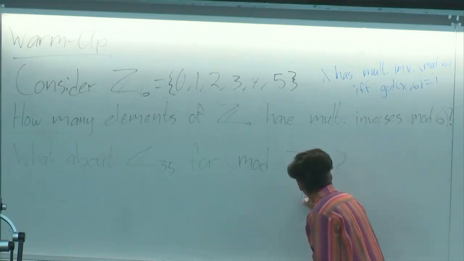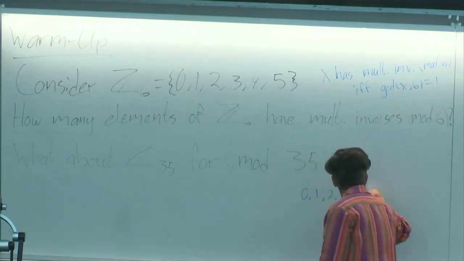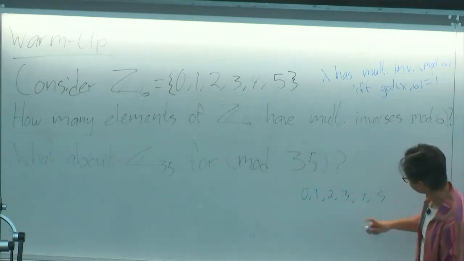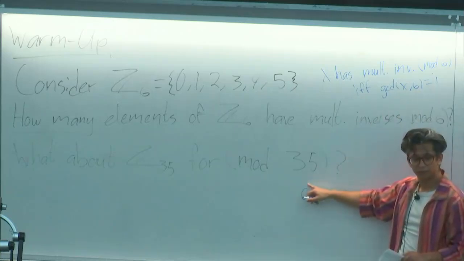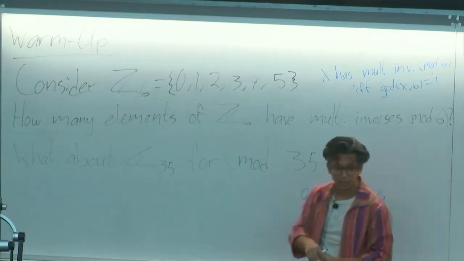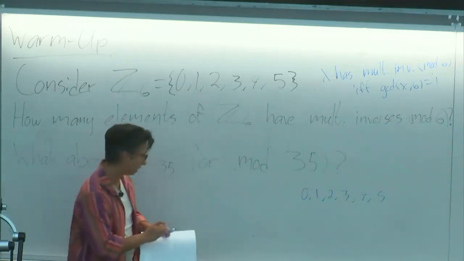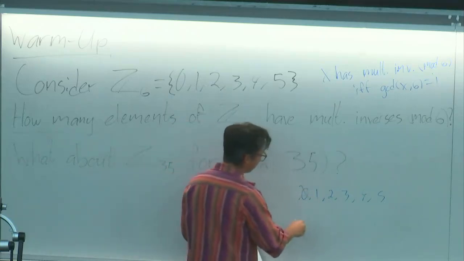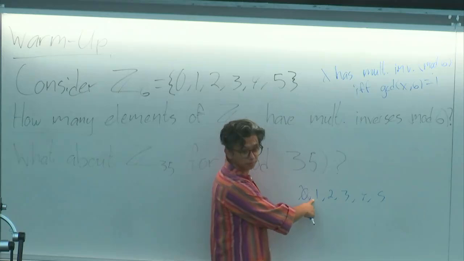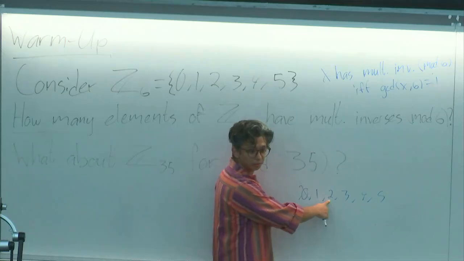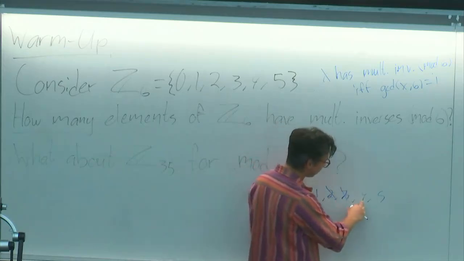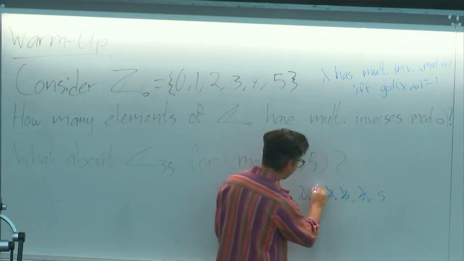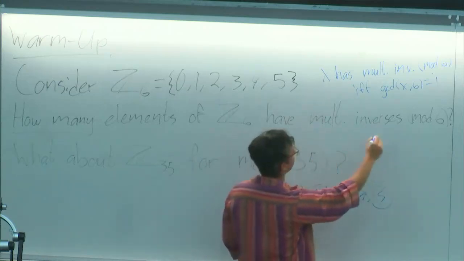So we can just write them out. We have 0, 1, 2, 3, 4, 5. Does 0 have a GCD of 1 with 6? No, what's the GCD of 0 and 6? 6, yep. So that one's out of the cards. What about 1? GCD of 6 and 1 is 1, great. 2? The GCD is 2, okay, so that's out. 3? No, 3 is out. 4? Yep. So all we have is 1 and 5. So the answer to this is 2.